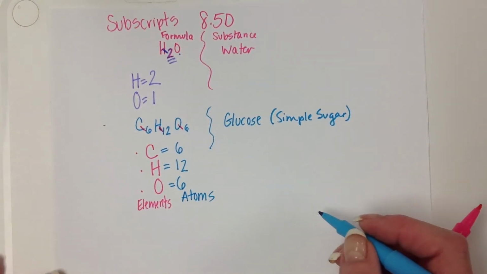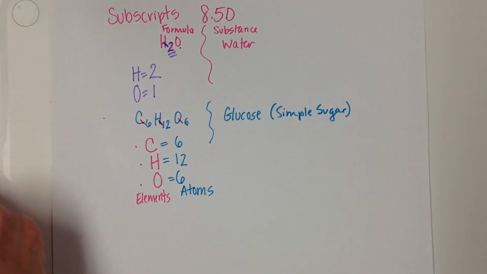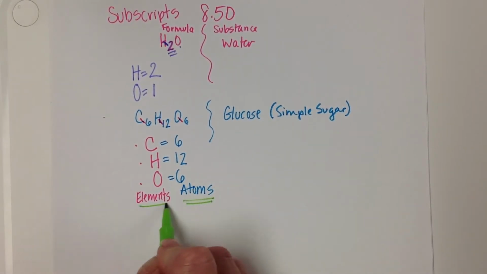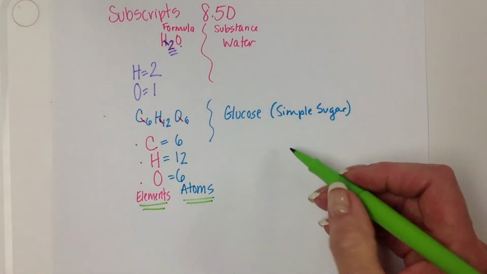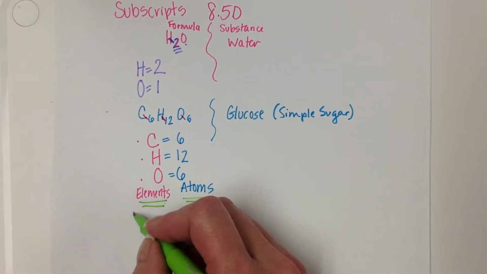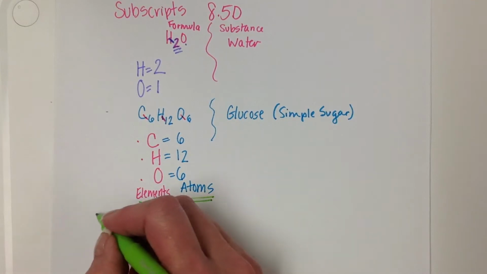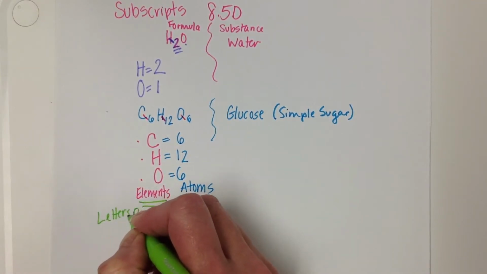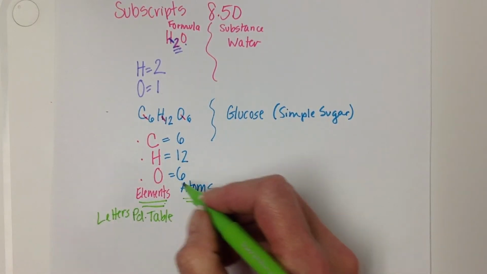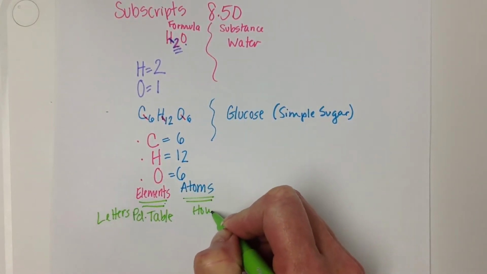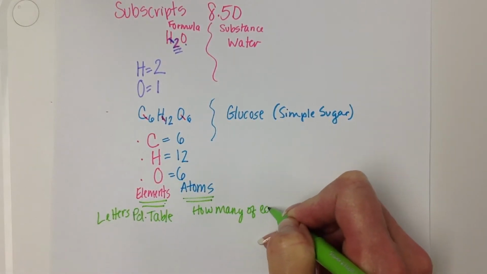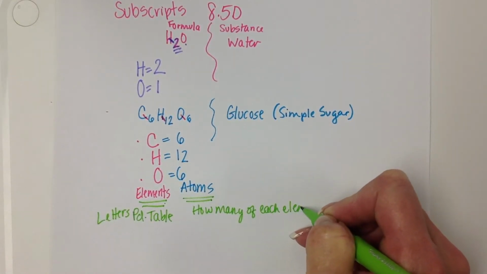Please make sure when you're reading through a test that you read carefully. They're always going to try and trick you and ask you about one or the other. And if you're not paying attention, I promise you will miss it. Remember, elements, periodic table. Those are those letters on the periodic table, right, that represent the elements. Atoms are how many of each element.